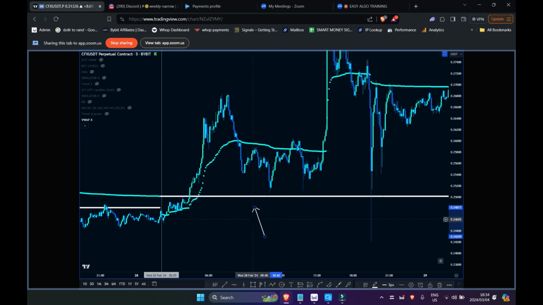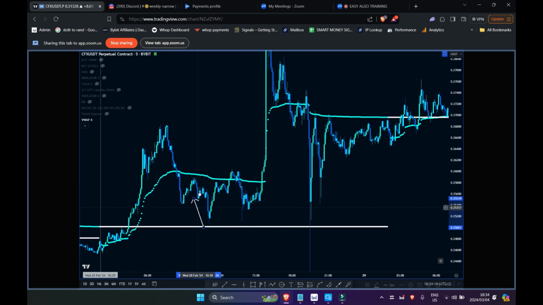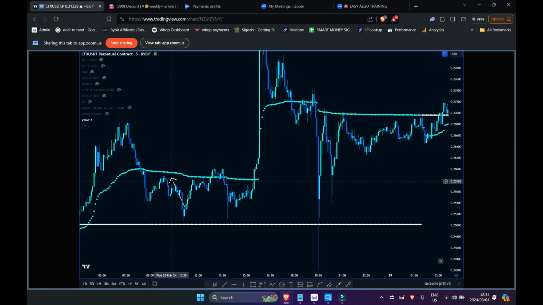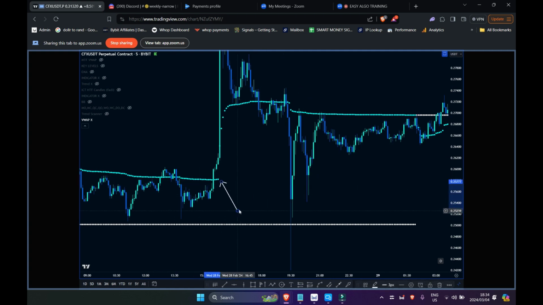If it's above the VWAP, it's bullish. If it's below it, it's bearish. The daily VWAP is a short-term sentiment. The weekly is mid-term. The monthly is long-term. So you'll see then price comes below. At this point, it breaks above again. This would have been your second entry.